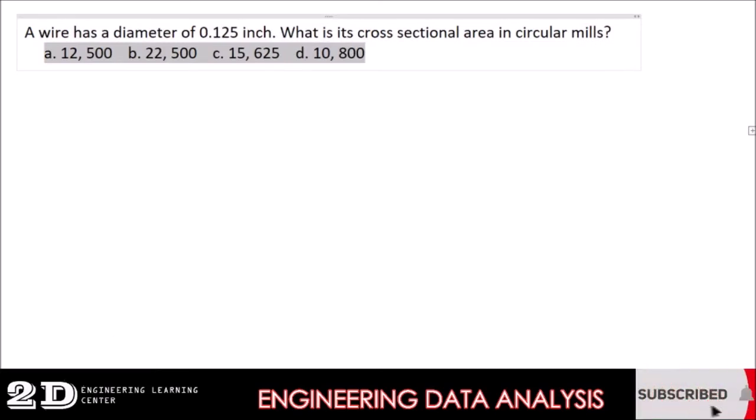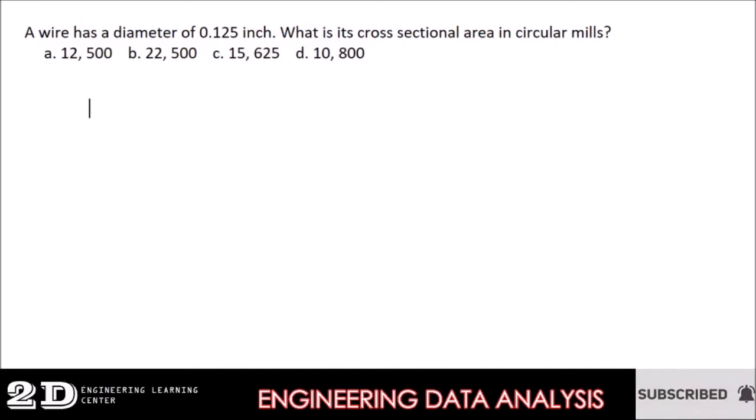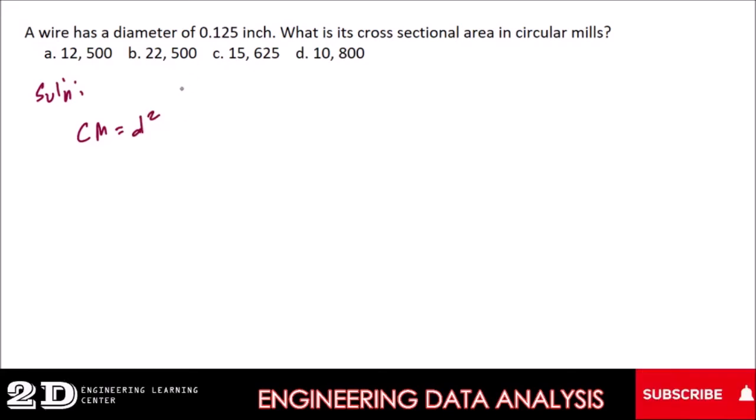Then next example. A wire has a diameter of 0.125 inch. What is its cross-sectional area in circular mils? Okay, so ito involves now the circular mil. So we know that circular mil CM is equal to D squared, where your D is your diameter of wire. And the diameter of wire na dapat ang unit, that diameter is in mil. But our given, our D is 0.125 inch. So we need to convert inch into mil. So paano natin dito i-convert?